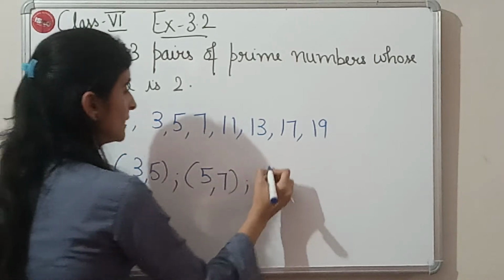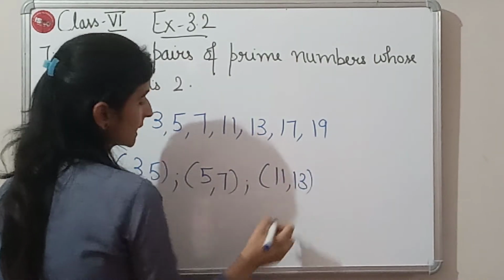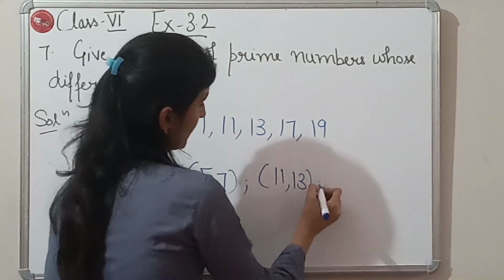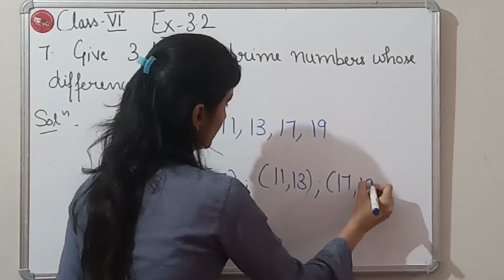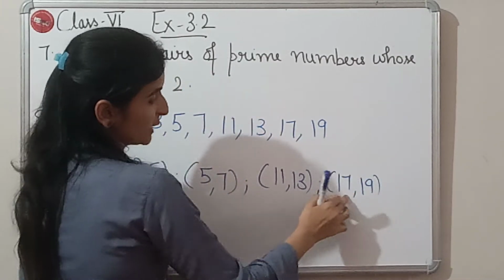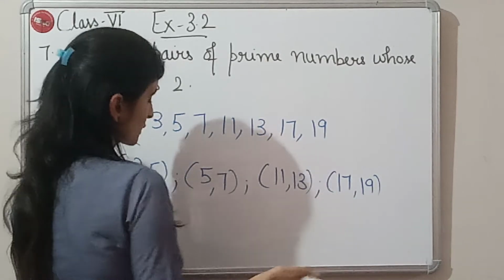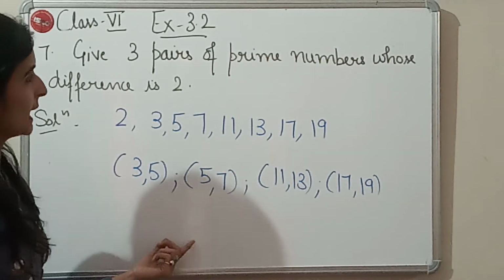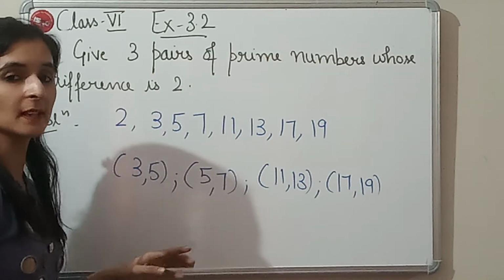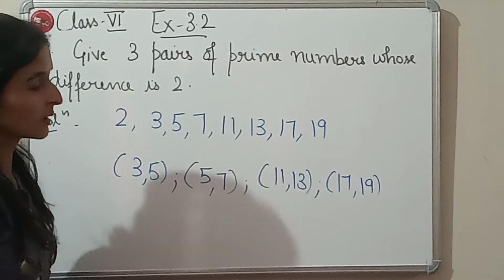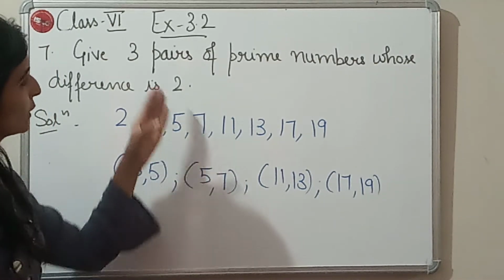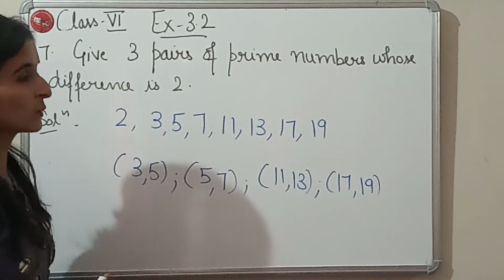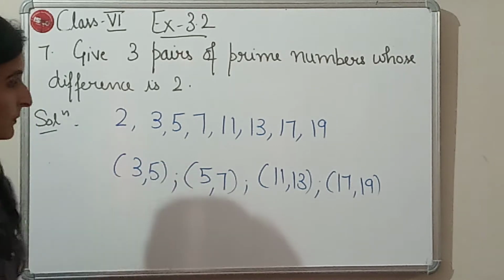After that, 11 and 13. Their difference is again 2. 13 minus 11 is 2. And then 17 and 19. 19 minus 17 is again 2. So we have got 4 pairs here. So that is how we can find the pairs of prime numbers whose difference is 2. Here we have got 4 pairs, but we had to find only 3 pairs. So I hope this method is clear to you. Yes, so this was the solution of question number 7.